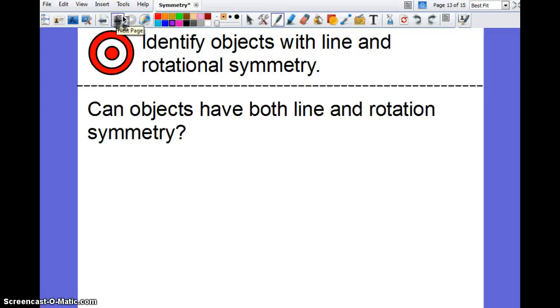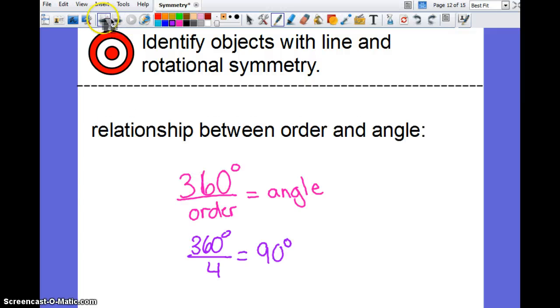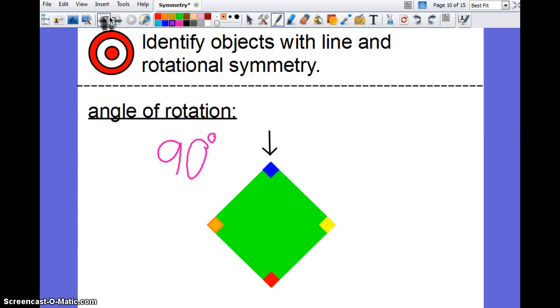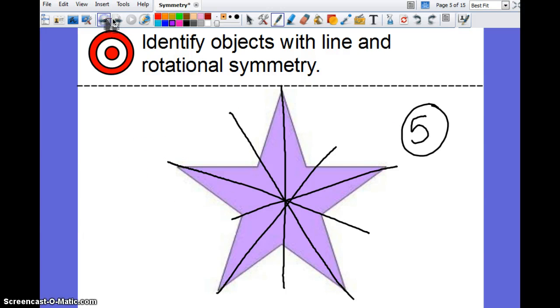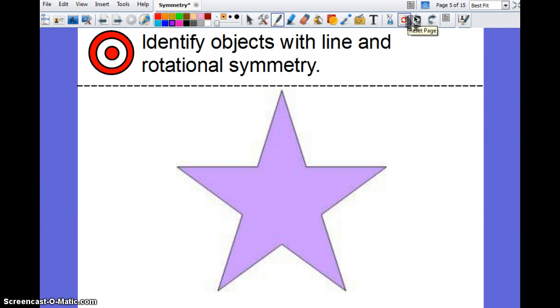Just so you can think about this, do objects have both line and rotational symmetry, or can they? And I say the answer is definitely yes. Think back to some of the examples that we did earlier. For example, this guy right here. He has line symmetry, right? Does he also have rotational symmetry? Take a second and look at it.